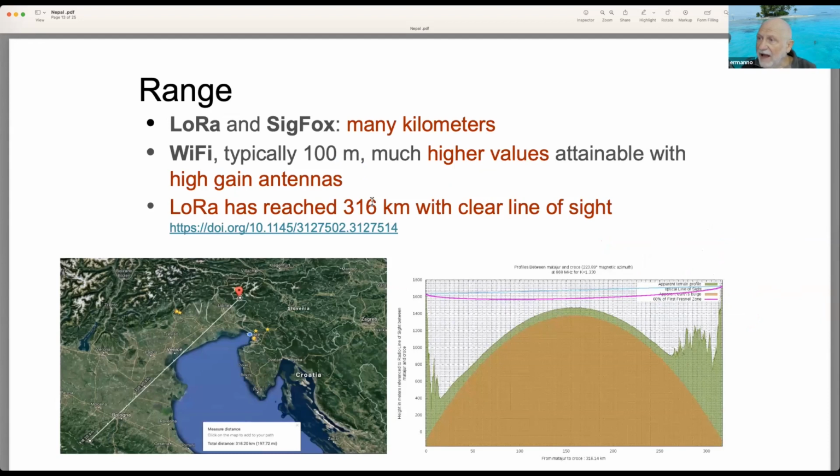So this allows for a very long range. We have done some experiments here in Italy, in which if you have a clear line of sight, like the one I'm showing here between these two endpoints, then we were able to reach 316 kilometers with clear line of sight. And in the next presentation, Sebastian will show you that in the case of shooting to a satellite, the distance can be much, much longer. It can be thousands of kilometers.